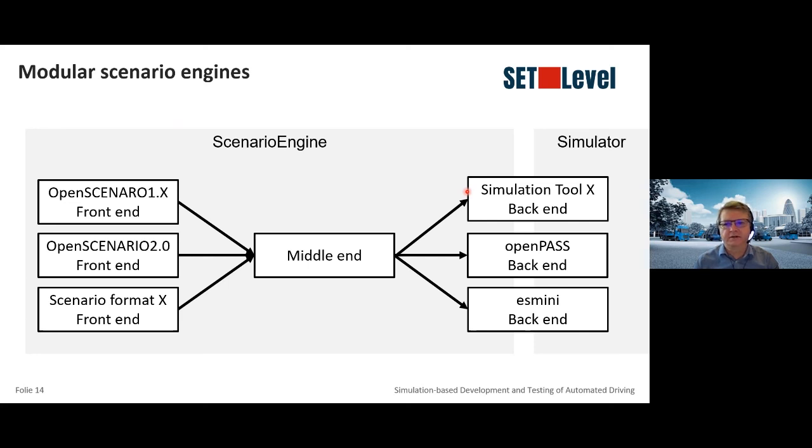So we have a quite nice approach here where we can read in different scenario description formats like OpenSCENARIO 1 or 2, put this in the middle and bring this into a more abstract data model, and then we can convert it to the target platforms, for example, OpenPass or any commercial simulation tool, or what was also mentioned already, ASMini. And this is quite a nice approach, of course, for research, so we can try out new features of any scenario description very fast.